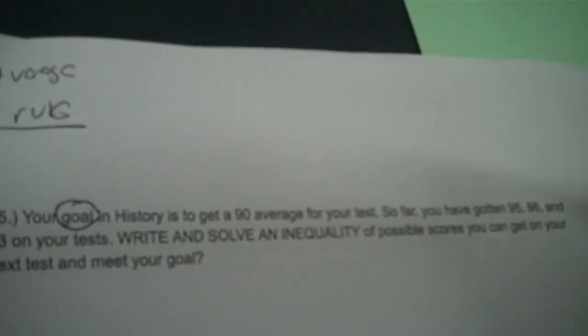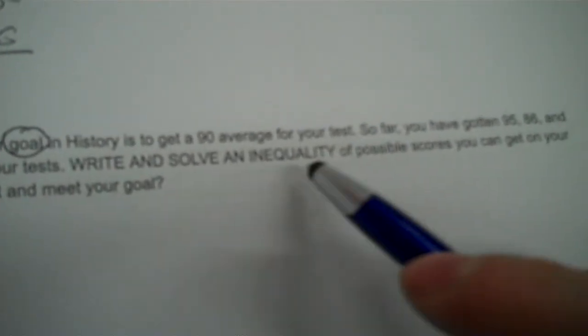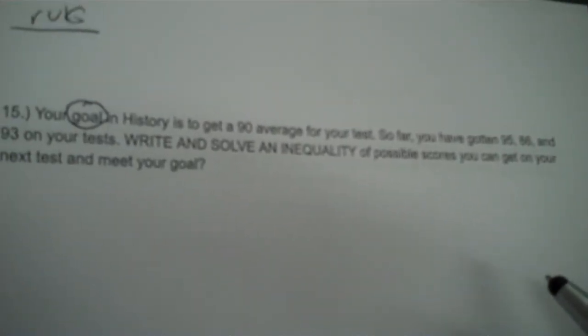Okay, your goal in history is to get a 90 average for your tests. So far, you've got 95, 86, and 93 for your tests. Write and solve an inequality. That is in big capital letters. It means we're going to use these symbols. Possible scores you can get on your next test and meet your goal.